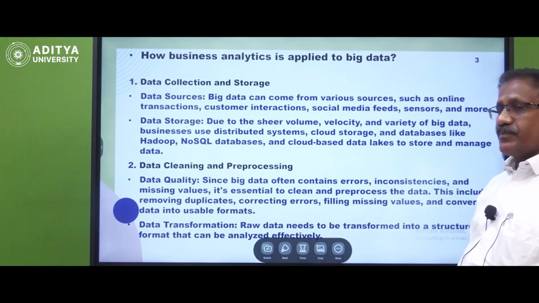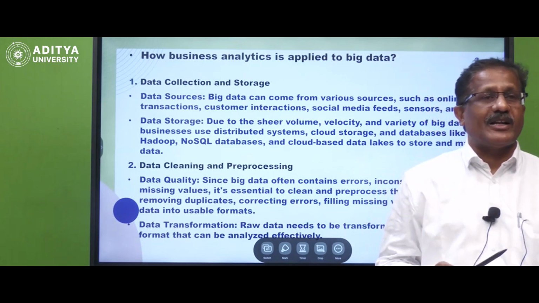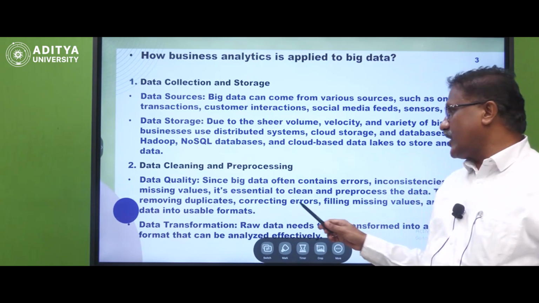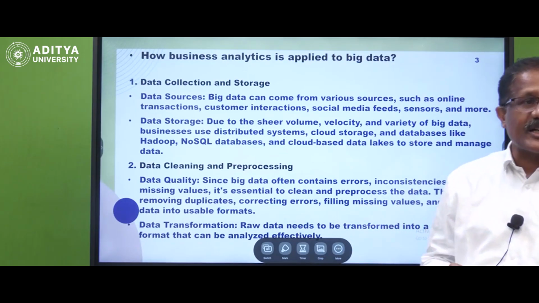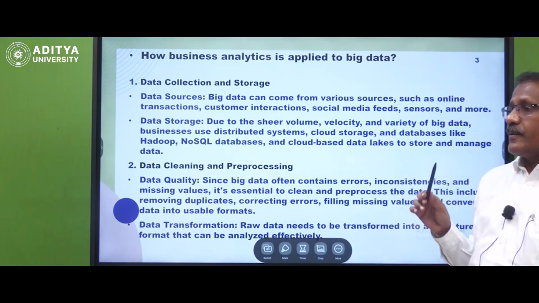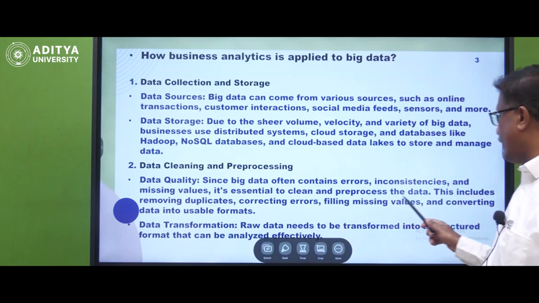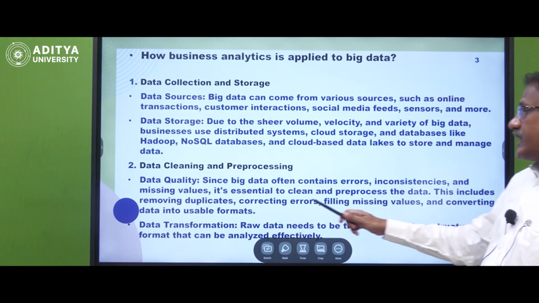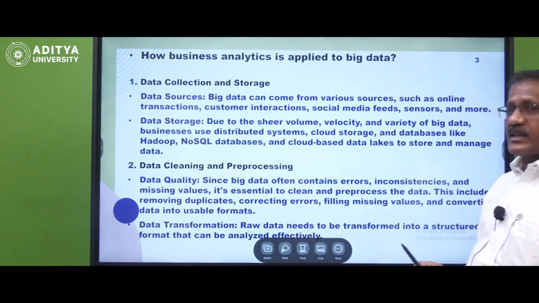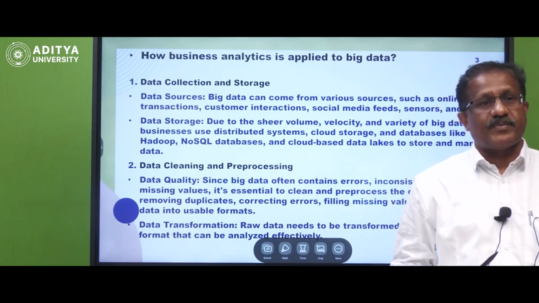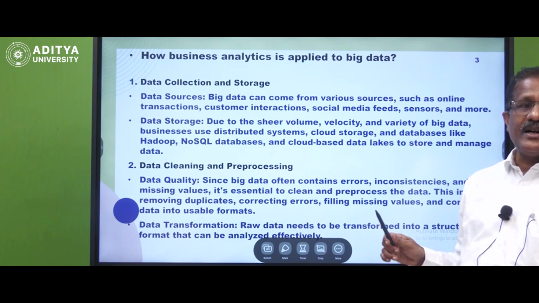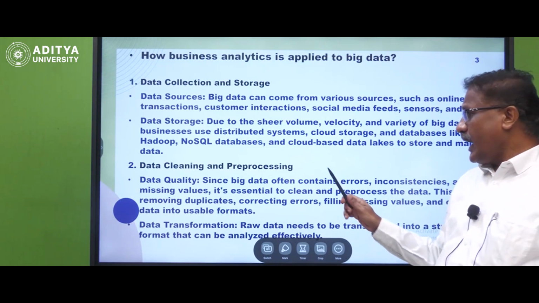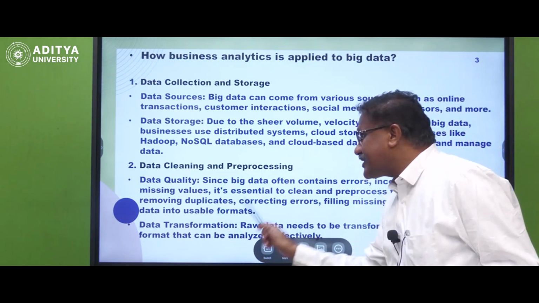And correcting the error. If an error occurs, such as missing values or wrong values, that also we have to correct. Filling the missing value: if values are missing, we have to find those places and fill up those values, and convert data into usable formats. Whatever format is required for the system has to be converted because we want to maintain the data quality.